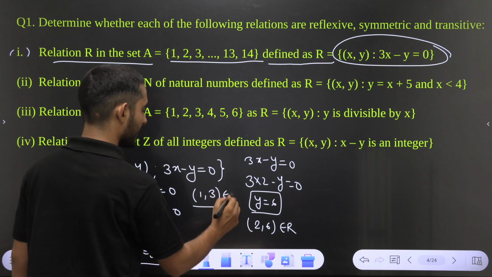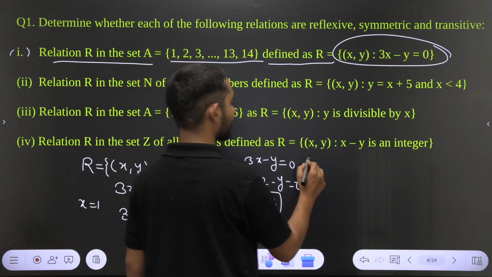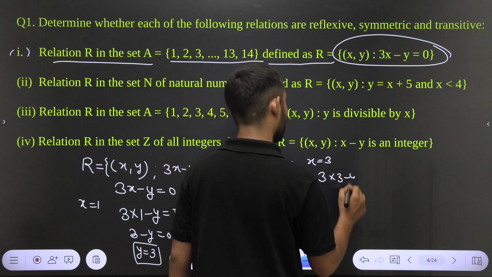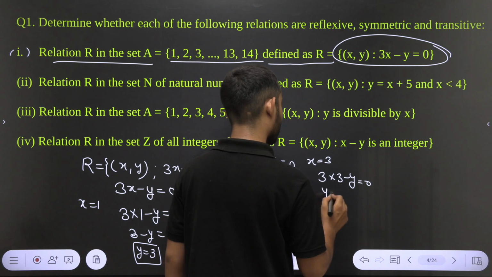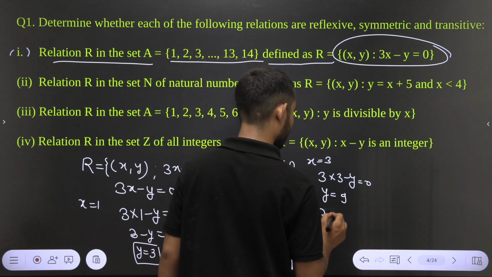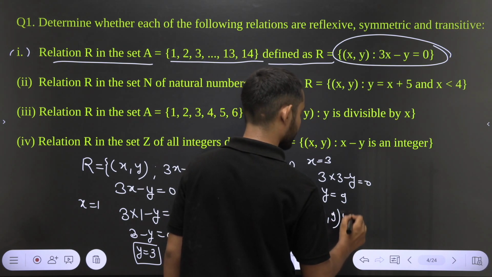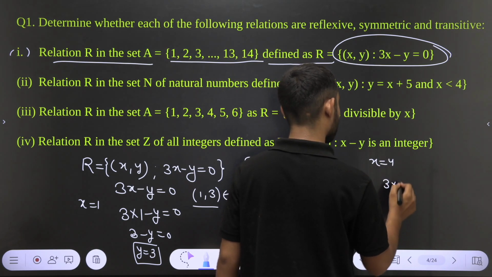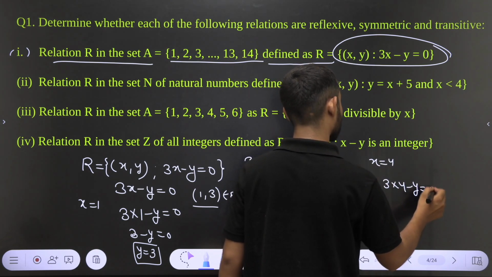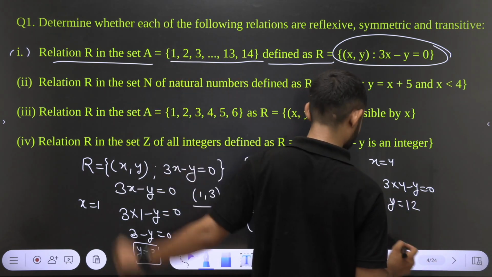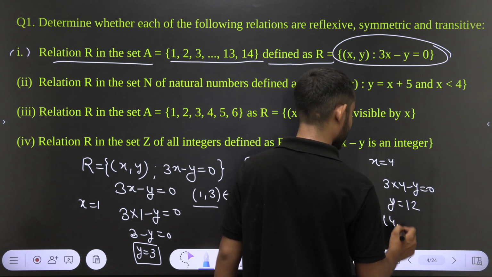(1, 3) belongs to the relation R. If I put x equal to 3, then 3 into 3 minus y equals 0, so y equals 9, and 9 is in the set A, so we can write (3, 9) belongs to R. If I put x equal to 4, then 3 into 4 minus y equals 0, so y equals 12, which is in the set A, so we can write that (4, 12) belongs to R.